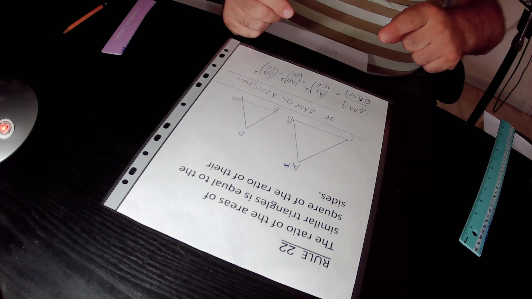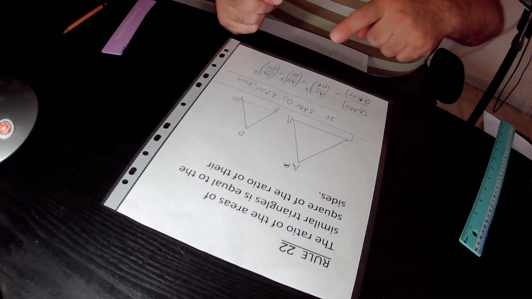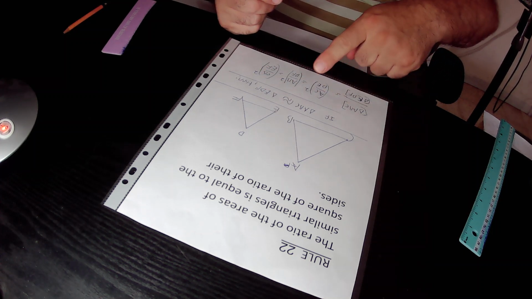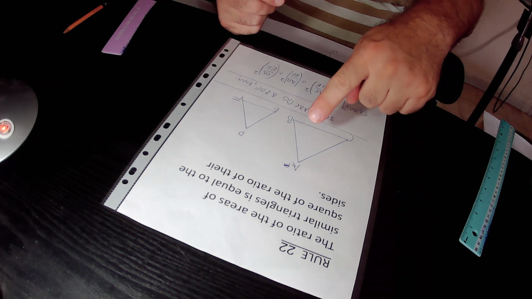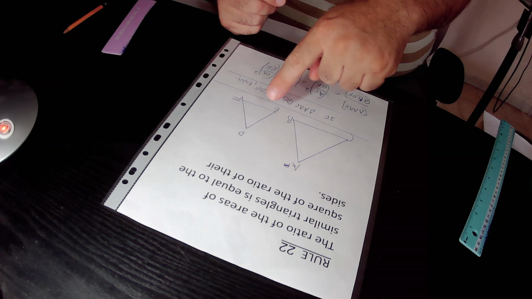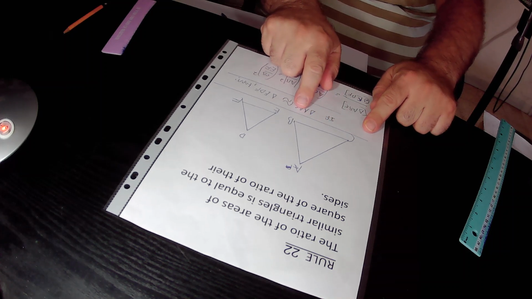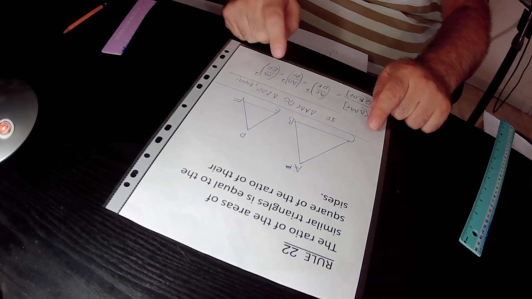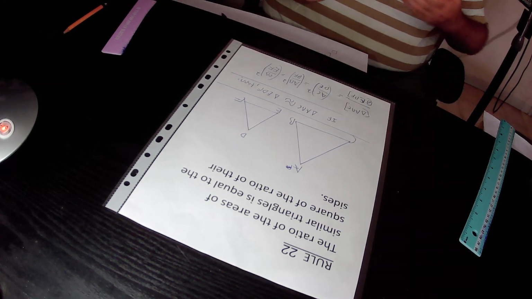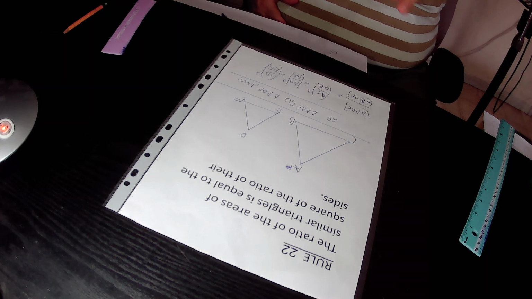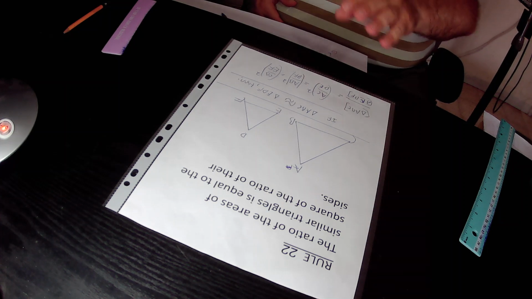That is to say, here side AB is the corresponding side of side DF. So it is AB over DF squared. Likewise, side AC is the corresponding side of side DE, therefore it is AC over DE squared. And finally, side CB is the corresponding side of side EF, and therefore it is CB over EF squared. So to repeat again, the ratio between the areas of two similar triangles is equal to the square of the ratio of their corresponding sides. So in the next step, we will implement Rule 22 in our drawing.